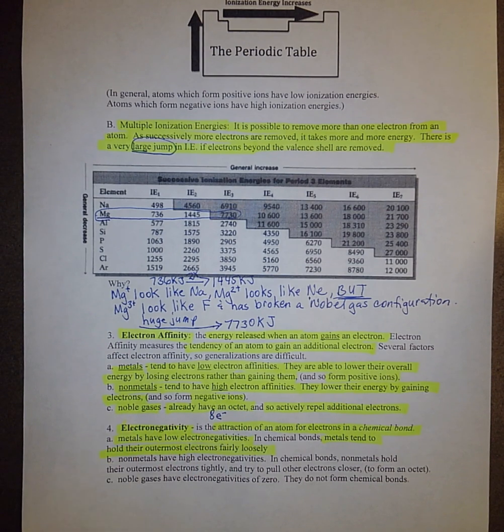Noble gases, on the other hand, remember, are called inert gases, or they're very stable. That's because they already have an octet, which means they have 8 valence electrons in their outer shell.